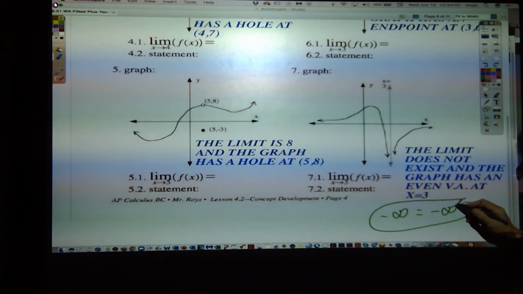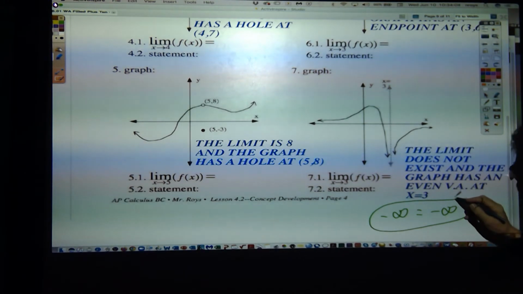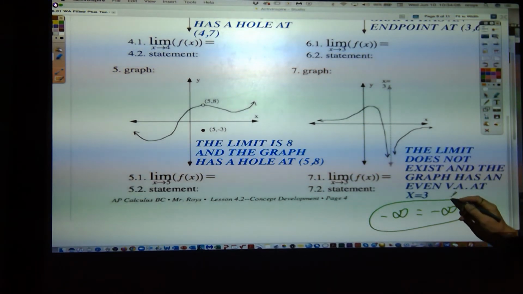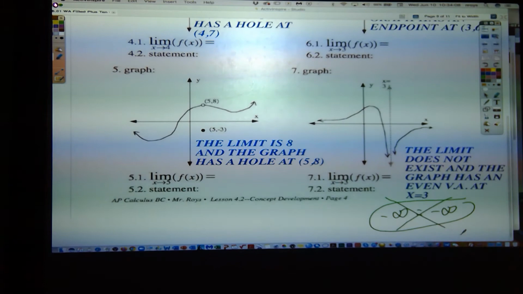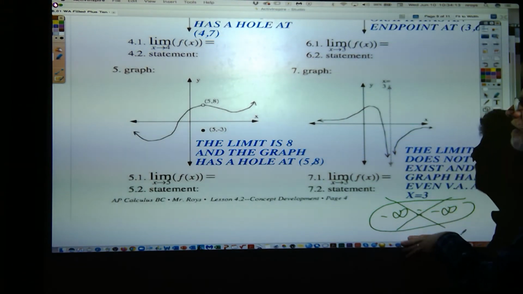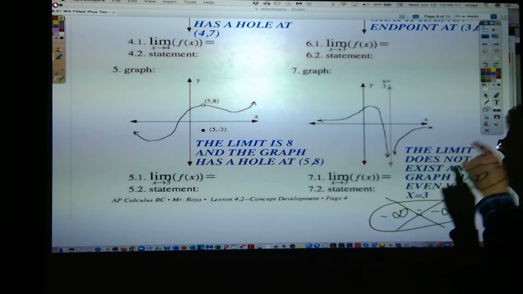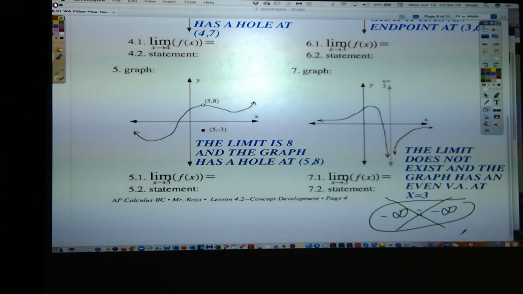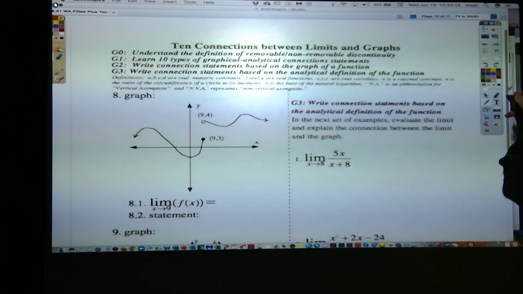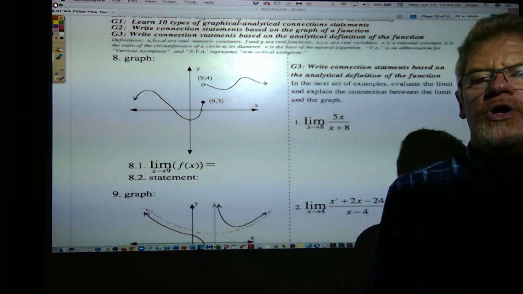So there are some calculus books. Larson stays away from that. Larson, our author, does not do that. But instead of negative infinity in this case, which is okay for a one-sided limit, but not a two-sided limit, say the limit does not exist and the graph has an even vertical asymptote at x equals 3. On the next page, try number 8 on your own.